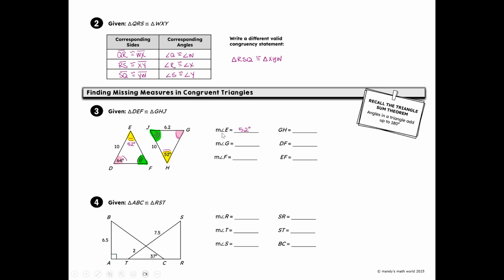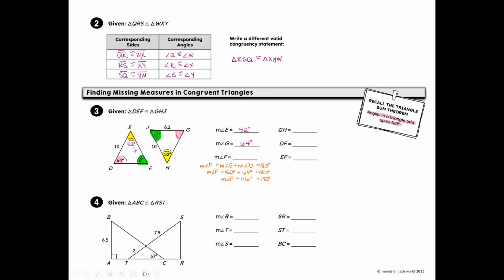That means the measure of angle E, which is congruent to angle H, is 52 degrees. The measure of angle G right here, well, it's congruent to angle D, that's 64 degrees. The measure of angle F, okay, well, what do we need to do to find the measure of angle F? I'm going to recall the triangle sum theorem, which states that angles in a triangle add up to 180 degrees. So we're going to have to do a little bit of algebra here. So I know the measure of angle F plus the measure of angle E plus the measure of angle D is 180 degrees.